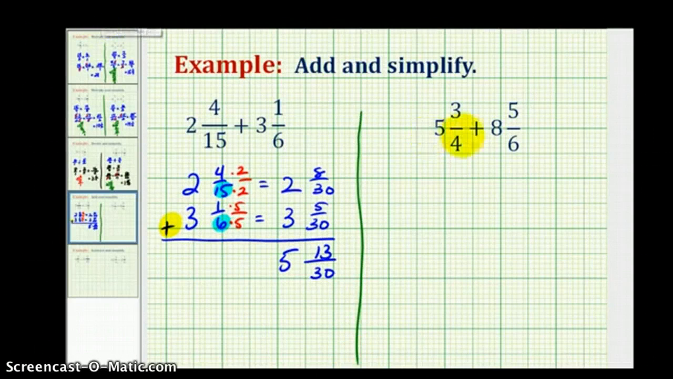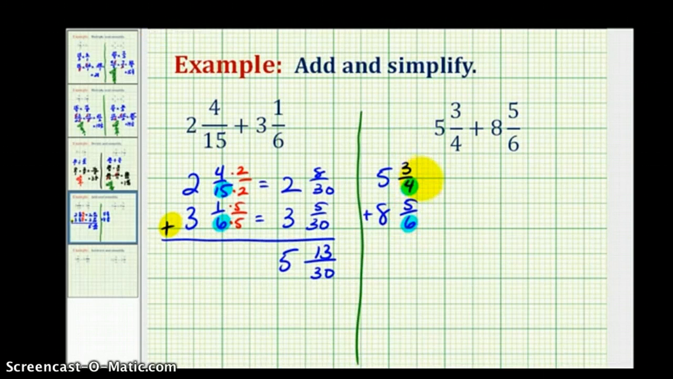Again, the first step is to write this vertically, so we have 5 3/4 plus 8 5/6. The next step is to determine the least common denominator using 4 and 6. Well, we could always multiply 4 and 6 to get 24 and use 24 as a common denominator, but the least common denominator would actually be 12. 12 is the smallest number that is a multiple of both 4 and 6.